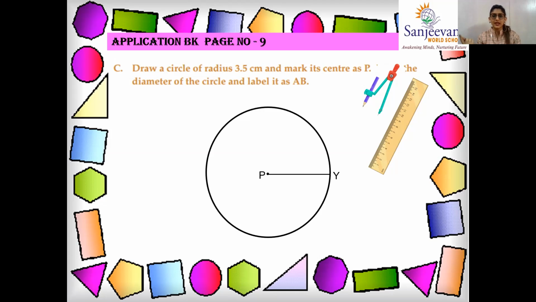I will name the radii as PY. Now I have to compulsorily name this center point as P because it is given in the question that mark your center as P. So I will mark it as P. Once that is done, I am also supposed to draw the diameter of this circle and label it as AB.